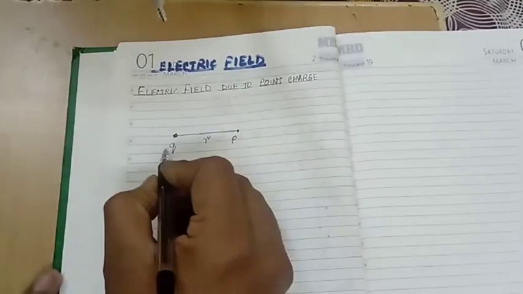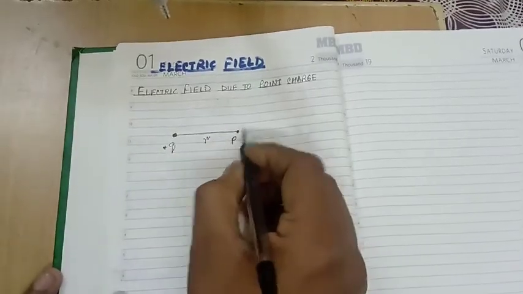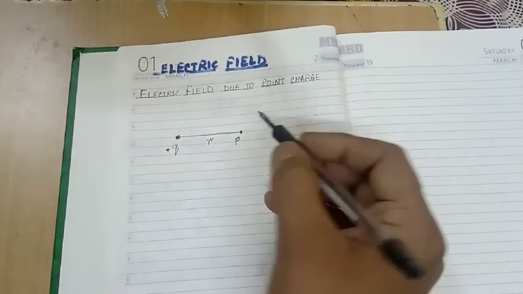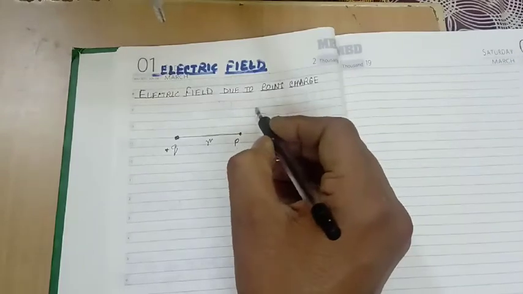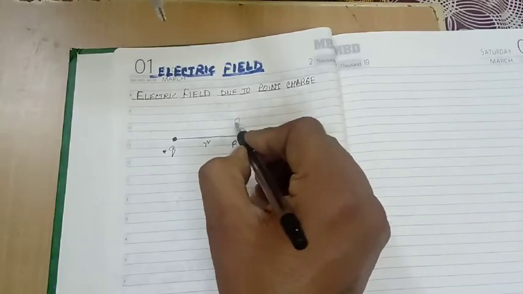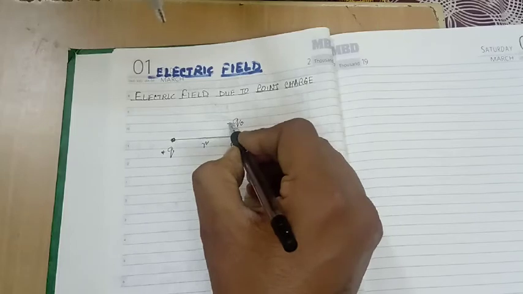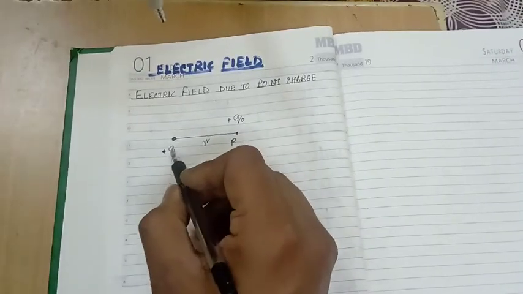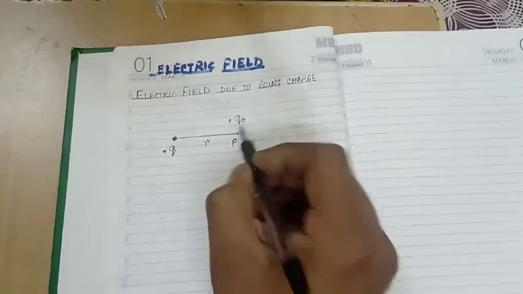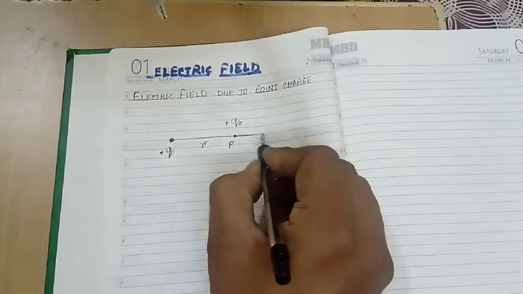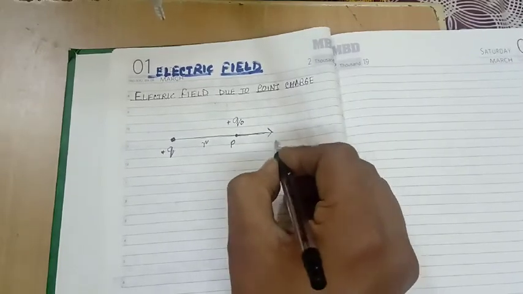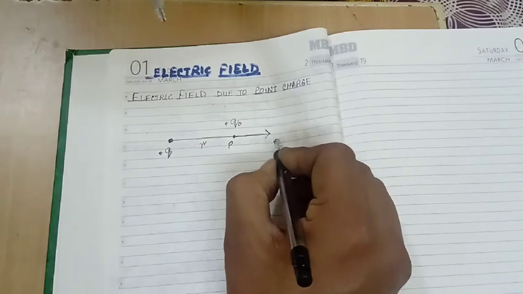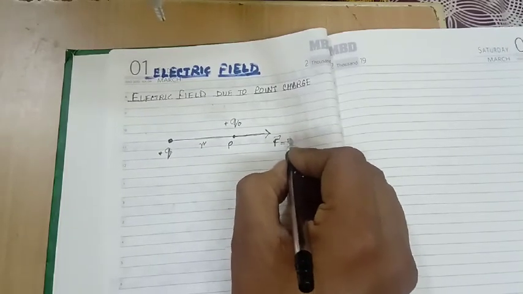Since this is a positive charge, here we want to know the value of E. We will keep a test charge Q naught from our pocket. We place Q naught here to know the force or electric field strength due to this charge Q. It will experience a force of repulsion. This force of repulsion will be in the direction of E also, so this force and E will be the same.